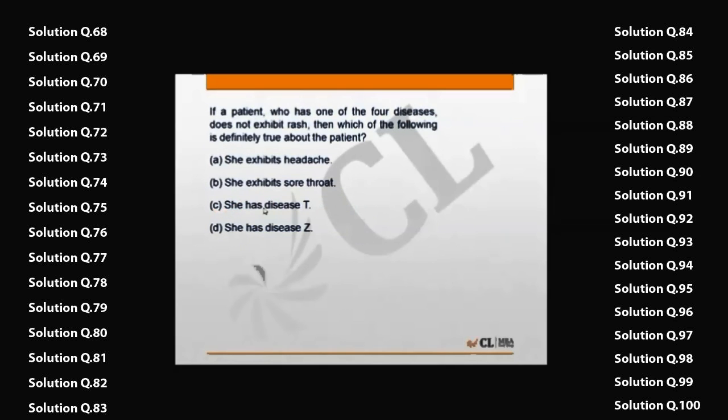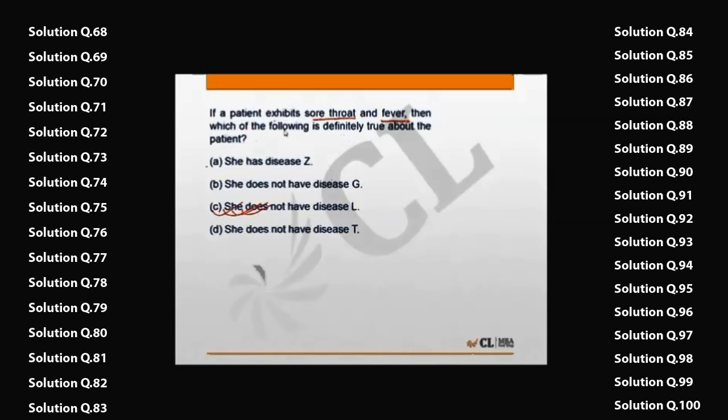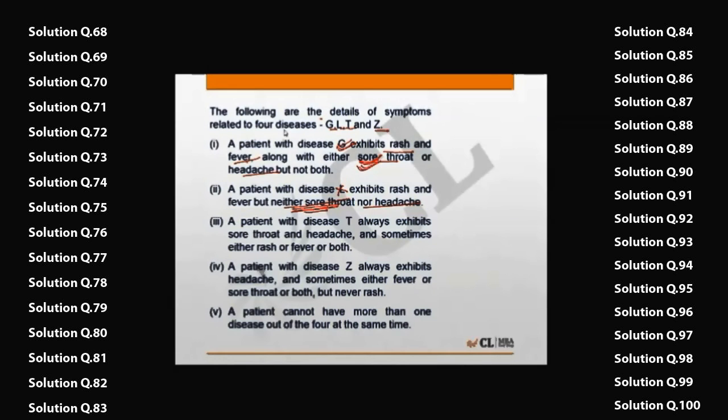Let's come to the second question of the set. If a patient who has one of the 4 diseases does not exhibit rash, mind you, does not exhibit rash. So this patient does not exhibit rash. Alright, again coming to the given conditions. Again and again, while doing this set of questions, we shall be going through these given conditions. And please do not forget that this patient in the second question, who certainly suffers from one of the four diseases, does not exhibit rash.